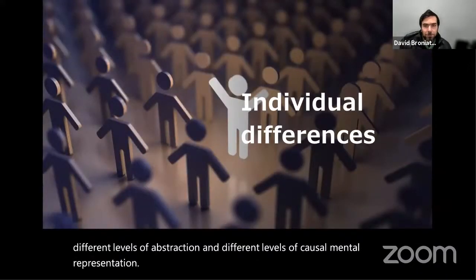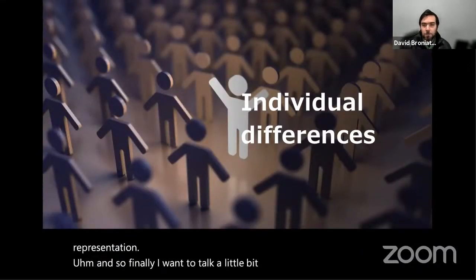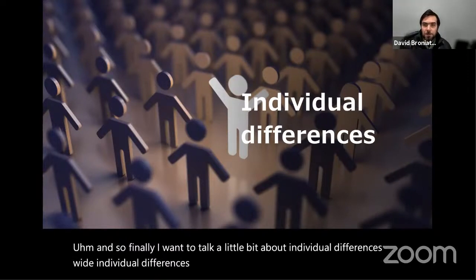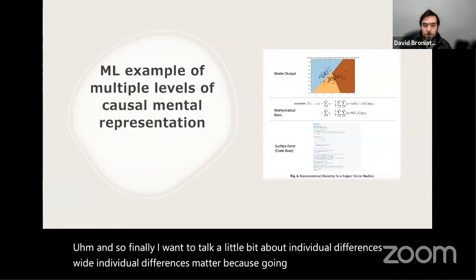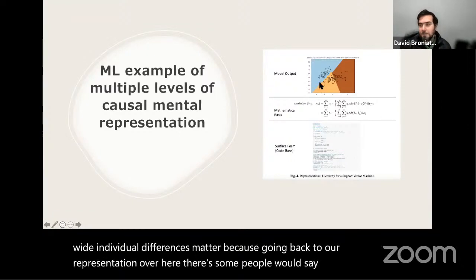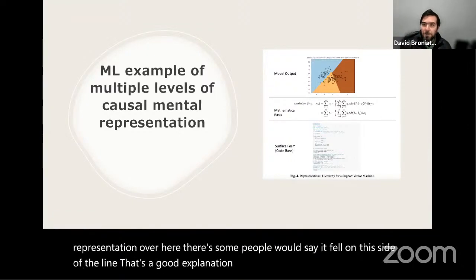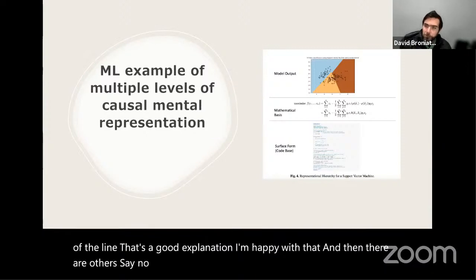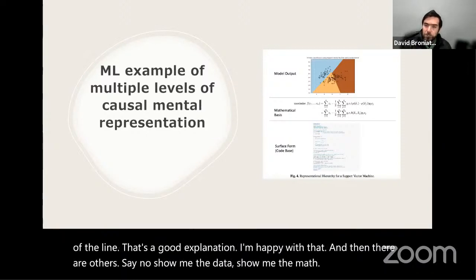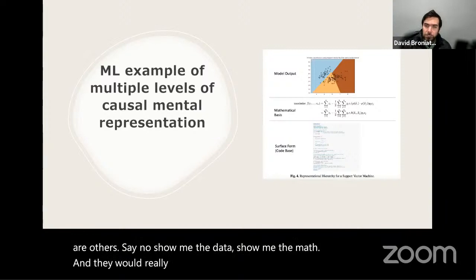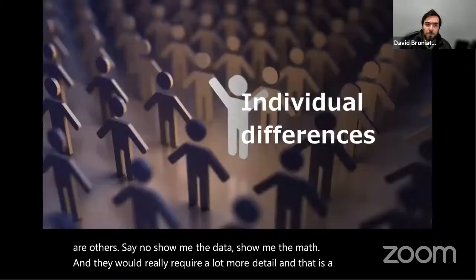And so finally, I want to talk a little bit about individual differences. Why do individual differences matter? Because going back to our representation over here, there's some people who would say, oh, it fell on this side of the line. That's a good explanation. I'm happy with that. And then there are others who say, no, no, no, no, show me the data, show me the math. And they would really require a lot more detail. And that is a systematic individual difference that we can measure.